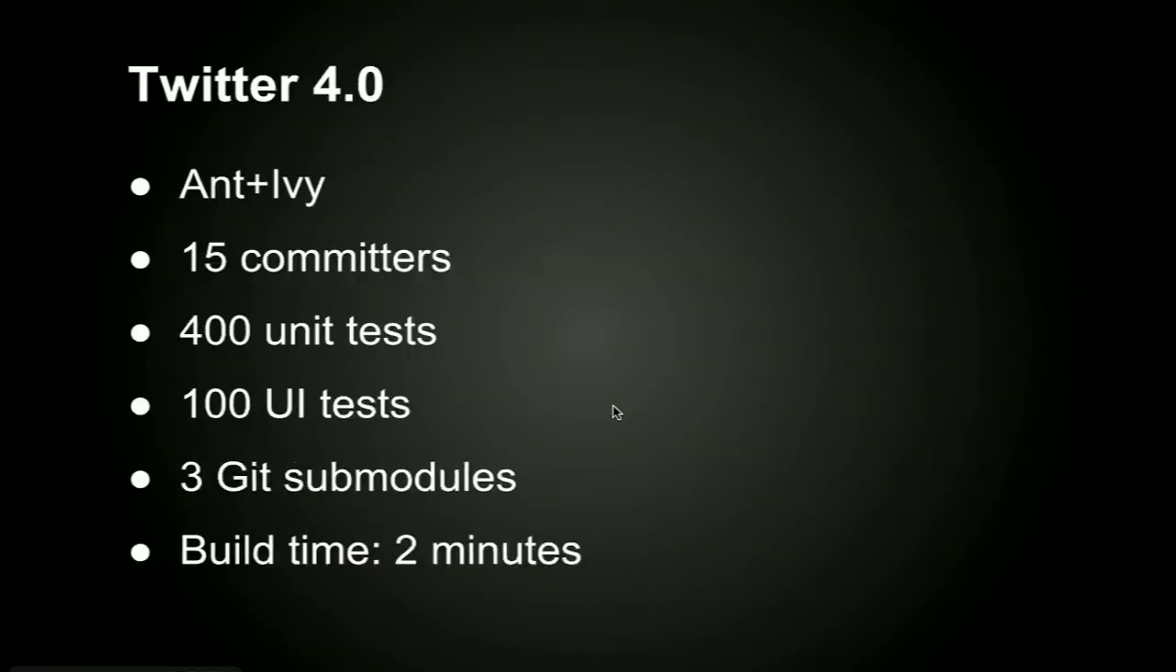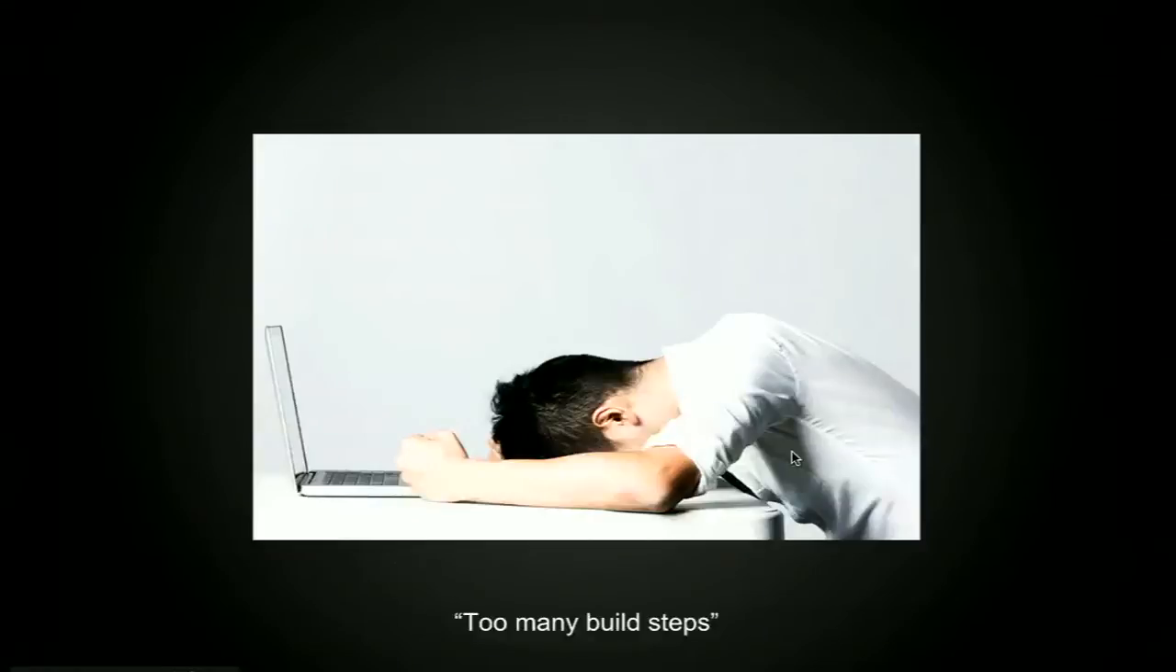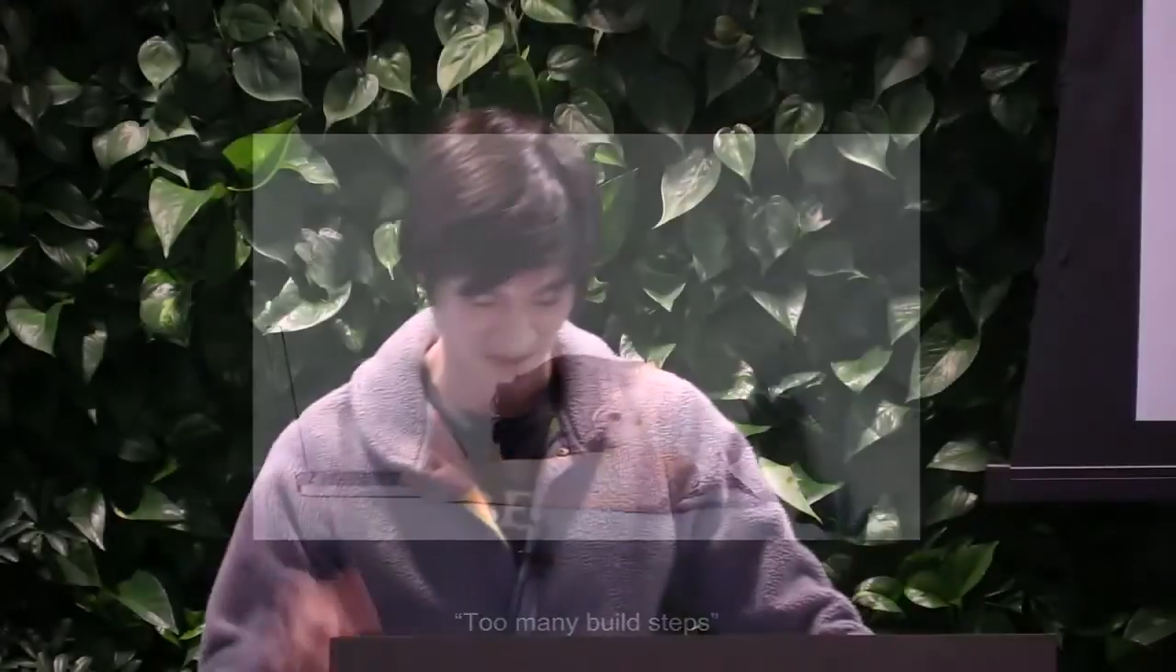Here's where we were with Twitter 4. This was right before we switched to using Gradle. And so we had a very complicated system of Ant and Ivy running together. We had 15 committers, 400 unit tests, 100 UI tests, 3 Git submodules in our project. Build time, 2 minutes. And that's because we had to do a clean with every single commit. Every single change we made, we had to clean and rebuild. 2 minutes. Too many build steps, too long. It's a very frustrated engineer. This illustrates that well. That's actually me this morning. I was leaving my desk.